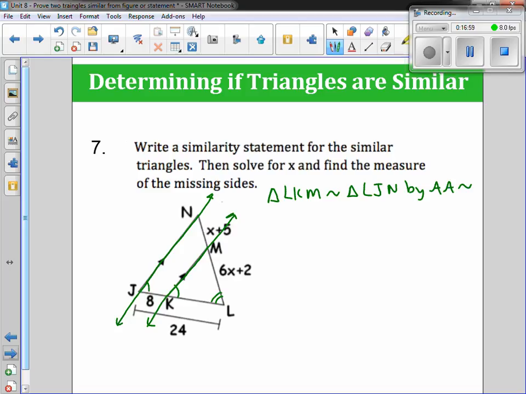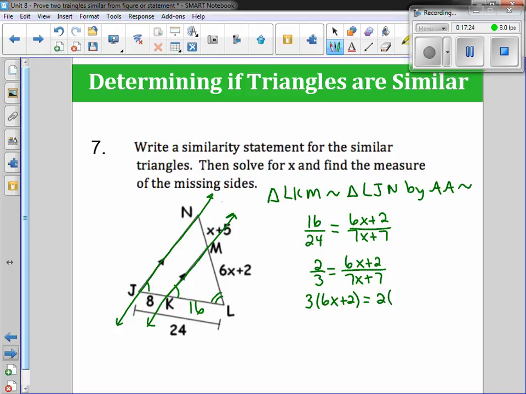We first need to note that this missing side length is 16. 16 to 24 is equal to 6x plus 2 compared to 7x plus 7. I'm going to simplify 16/24 to 2/3 to make my multiplication easier. So I'm going to cross multiply. 3 times 6x plus 2 is equal to 2 times 7x plus 7. So 18x plus 6 is equal to 14x plus 14.